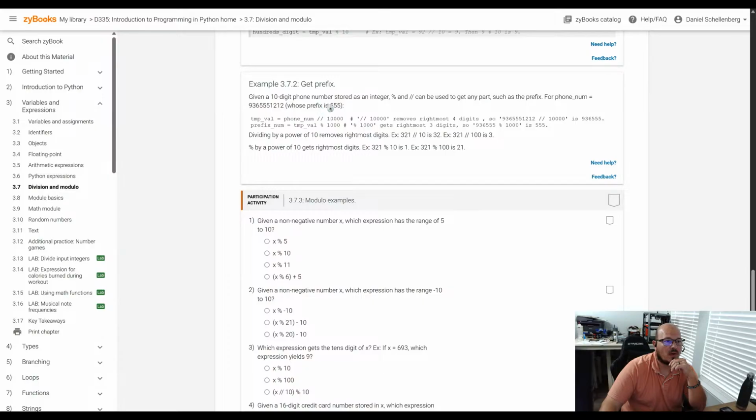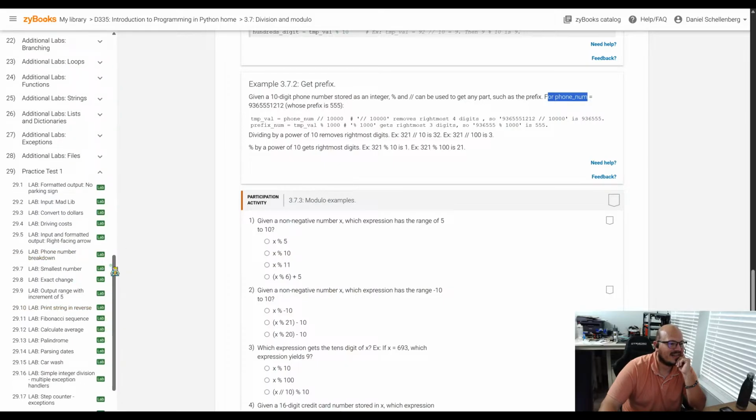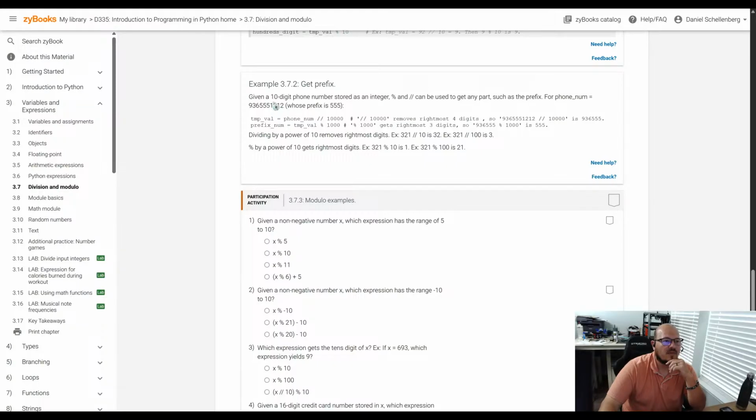Given a 10-digit phone number stored as an integer, modulo and floor division can be used to get any part, such as the prefix for phone_num. Oh, see, it's going to start teaching us this part right here. For phone_num equals 9365551212, whose prefix is 555.